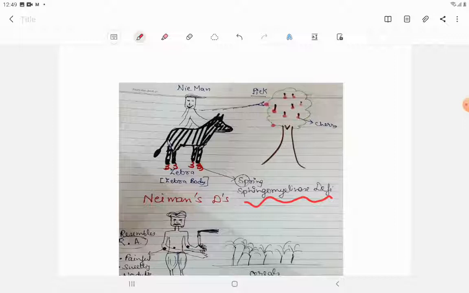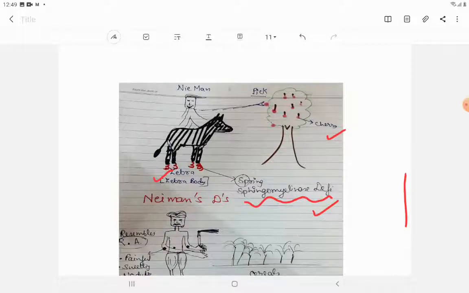And the zebra denotes that in Niemann-Pick disease we'll find zebra bodies. So through this image we can learn that, first of all, Niemann-Pick disease is sphingomyelinase deficiency, and the other things we find are zebra bodies, then a cherry red spot in the macula. So these two are findings: zebra body and the cherry red spot in the macula, and the sphingomyelinase deficiency.